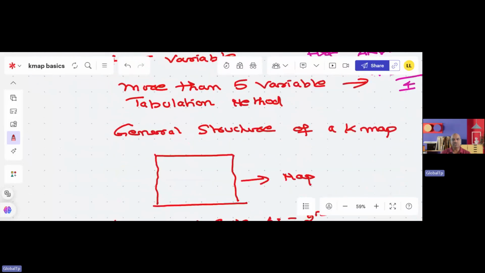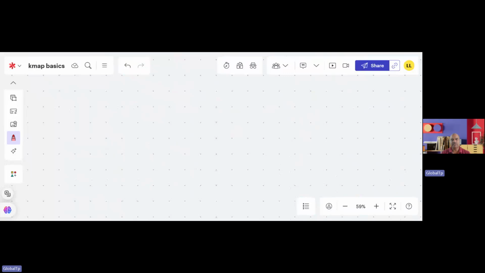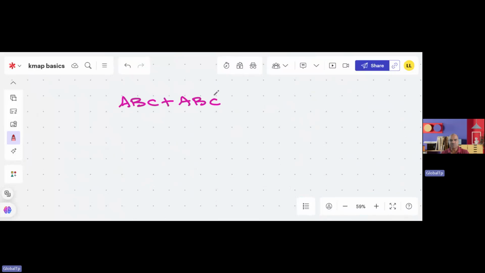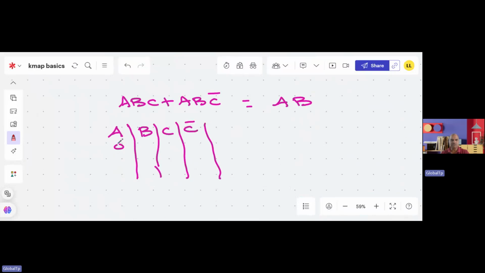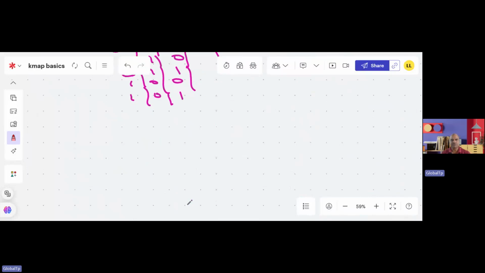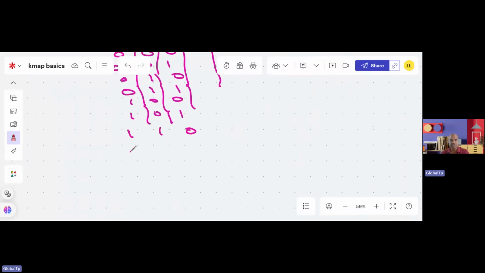In order to make this clearer, I am taking the same expression, ABC plus ABC bar, and I am saying that this is equal to AB. I am going to verify and show how it is equal. So ABC I am taking here, and C bar also I am taking here. So I am writing 0 0 0, 0 0 1, 0 1 0, the different combinations, 0 1 1, 1 0 0, then 1 0 1, after that 1 1 0, and finally 1 1 1.